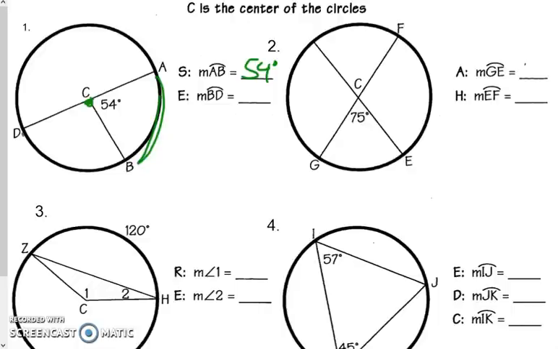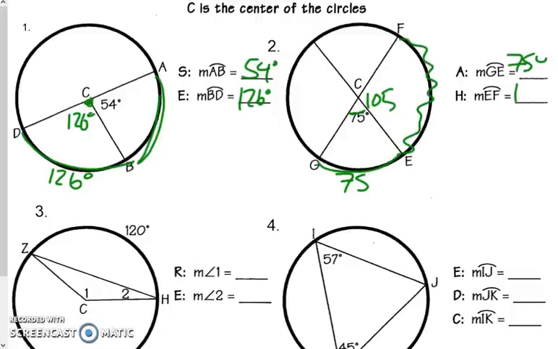Measure of arc BD, well, since AD is a diameter, those two angles are going to be supplementary, and so that arc will be the same as that angle, 126 degrees. Okay? Second situation, C is still at the center. Straight line, so they're going to be supplementary. Angle C, measure of arc GE is going to be the same as that angle, so it'll be 75 degrees. Measure of arc EF will be 105.